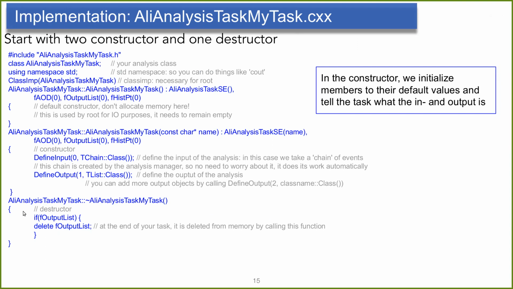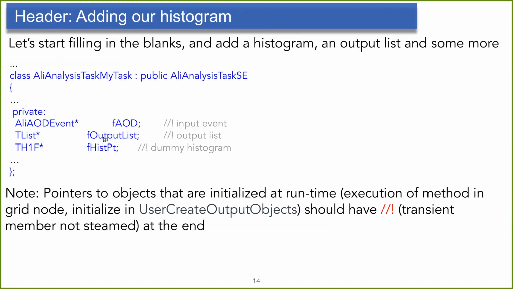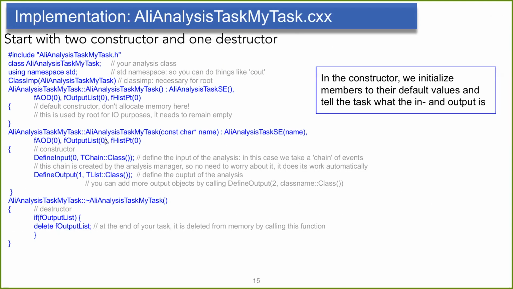Then we have our destructor here. In the destructor, as I mentioned, when you create an object and when you delete it, you need a destructor. So you can see here, we use this destructor to delete our output list, that is the fOutputList, which is defined here with this name.